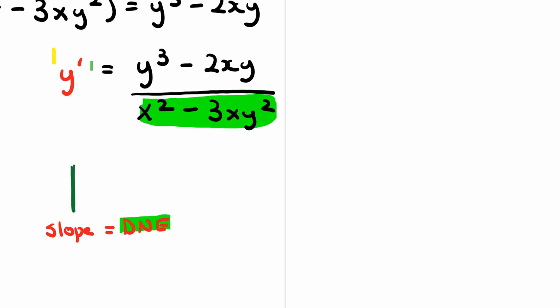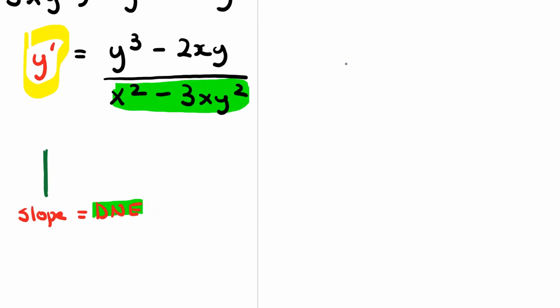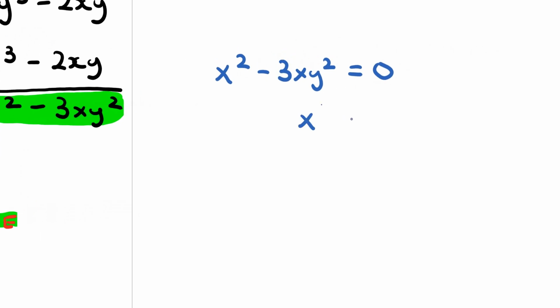Okay, so sorry, this is your derivative, right? So your derivative in this case is going to be this fractional expression, and a fraction is undefined when the denominator is 0. And if the denominator is 0, that means the slope is undefined, and if you have an undefined slope, you have a vertical tangent line. Okay, so now we take our denominator here, which is x squared minus 3xy squared, and we make that equal to 0. Then we apply a little bit of algebra here, so x squared equals 3xy squared, and we notice that there's an x here and two x's here, so if I cancel out the x's, I now have x equals 3y squared.